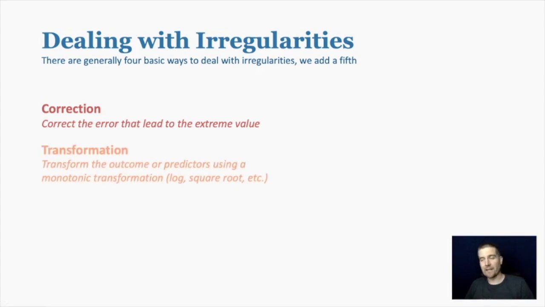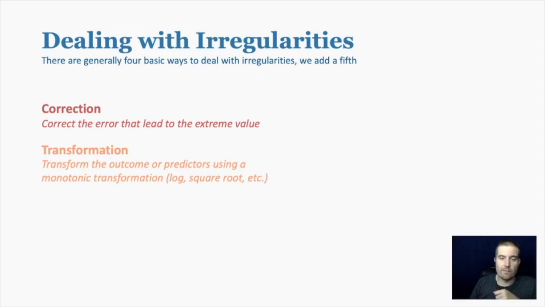When that's not the case, sometimes what we can use is a transformation. This is where we transform the outcome or predictors using what's called a monotonic transformation. These are transformations that do not change the order of the variables. So if I'm at a lower point than you are, a monotonic transformation will change the distance we are from each other, but will not change the order.